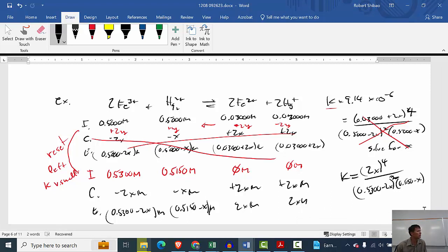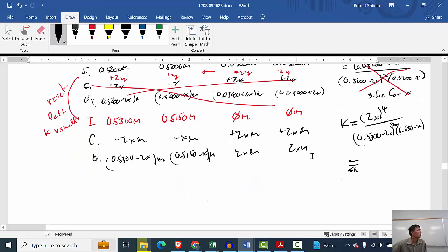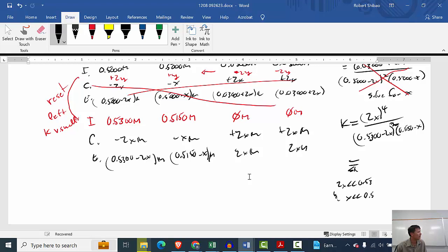And so it's still going to be difficult to solve. But if you look at this, we're going to try the next trick, and that's the simplifying assumption. Since K is small, the reactants are favored, so we don't expect to form much product. And so the simplifying assumption is we're going to say that 2x is much smaller than 0.53, and x is much smaller than 0.515.